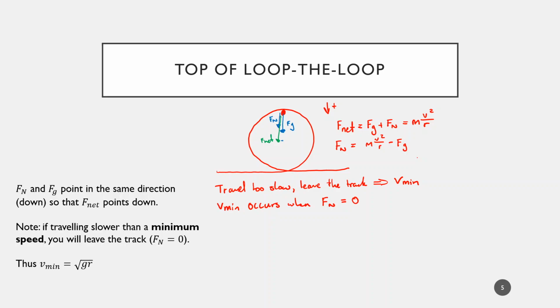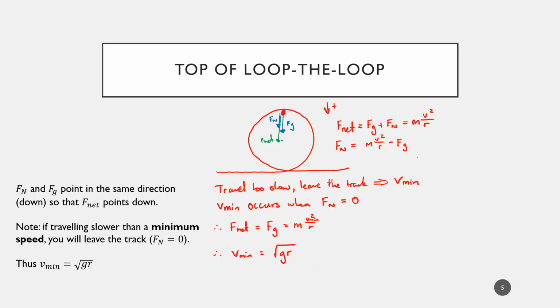Again, we just analyze it in terms of the net force, and we can say the net force is just going to be equal to Fg, because the normal force is 0 and the only thing contributing to the net force is gravity. And again, for an object in circular motion, the net force is equal to mv squared on r, and that's V min. You can rearrange it, and you'll notice that the minimum speed will be given by the square root of g times r. So there we go.